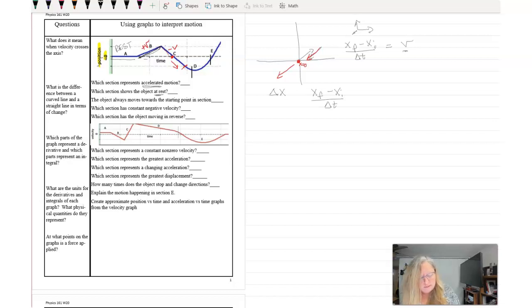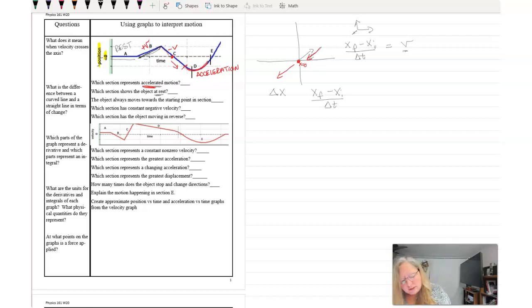Now, let's see what's happening here. I don't have a constant slope. That means acceleration. So where am I accelerating? I'm accelerating in this little section here, where I have a changing slope.